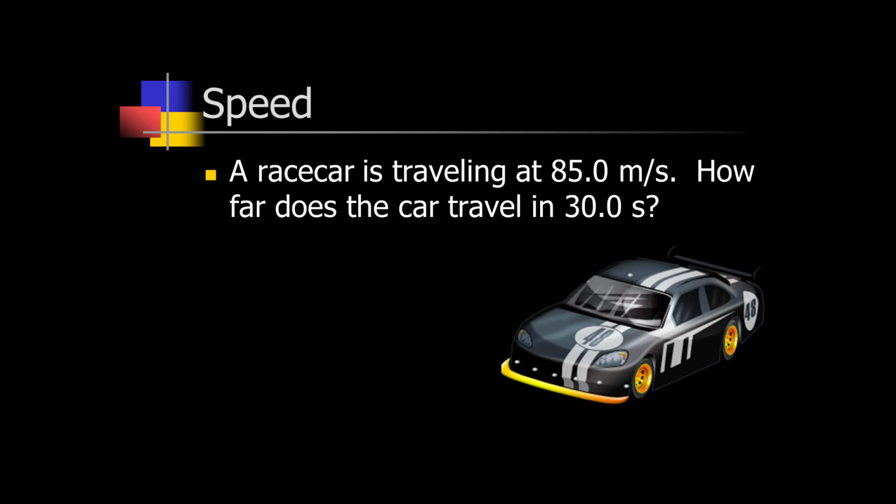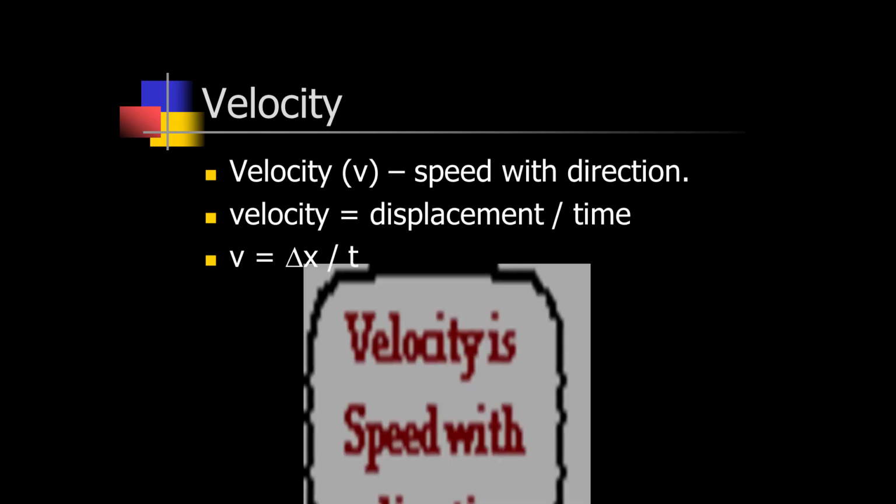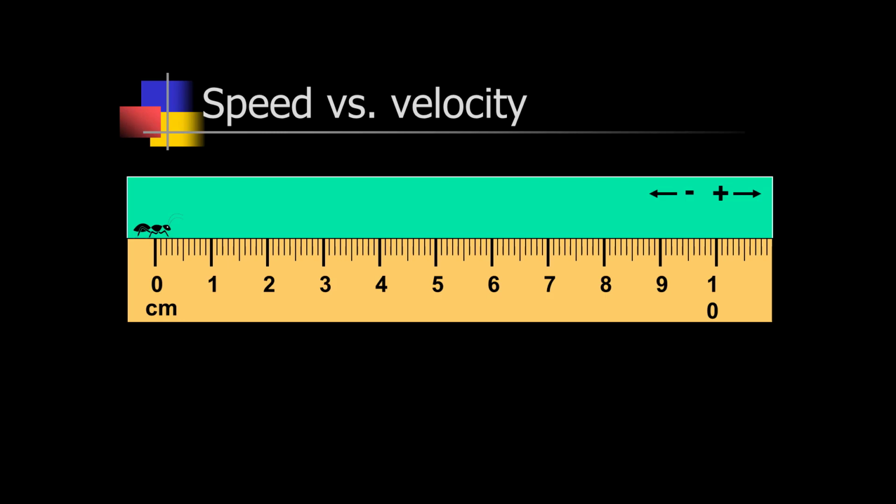You can calculate distance, time or speed with the formula of speed. If you're talking about velocity, velocity is basically speed with direction. Its formula is displacement over time. Speed with direction and displacement over time. So we can say simply velocity is speed with a direction, just like displacement is distance with a direction.